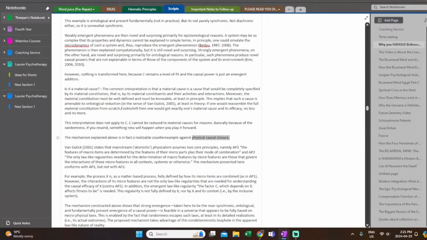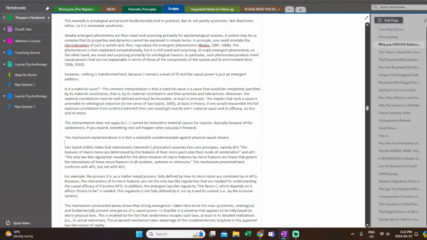Physical causal closure basically just means that you can account for all causes in terms of the physics. So the reason a person committed a crime is because the physics in their body just kind of pushes them to commit the crime, and that's all there is. So it's just physical causal closure.